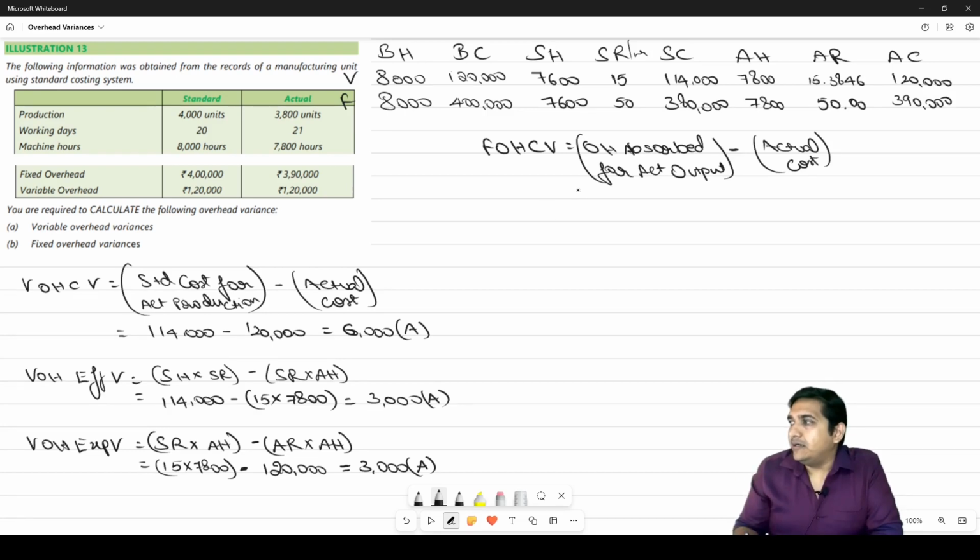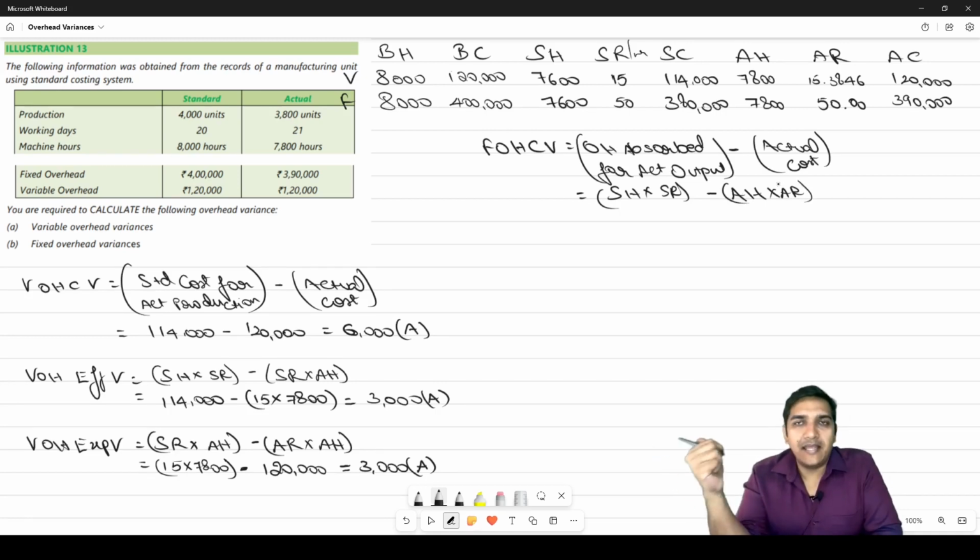So in this question, if you still don't know what is overhead absorbed for actual output, you can also do it this way. You can take standard hours into standard rate minus actual hours into actual rate. You will still get the same answer. However, I recommend you to use the first formula for variances, at least for the main variance, that is the cost variance for both variable and fixed. It is a more sophisticated approach.